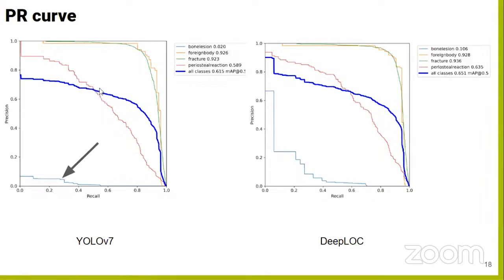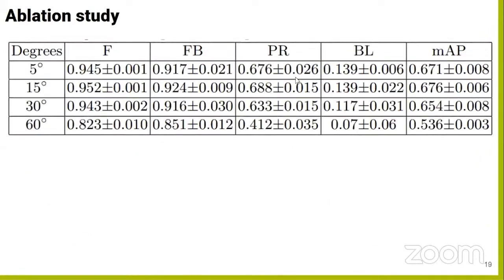And also in terms of the mean for all of the curves, there's also an enhancement. For the ablation study, we've tried to find the effect of rotating the images with different angles. For the angles 5, 15, and 30 degrees, the results are close to ours. But if we use the 60 degrees rotation, it resulted in a notably inferior mean average precision score. And this is due to the increased degree of distortion and deformation introduced to the image data.